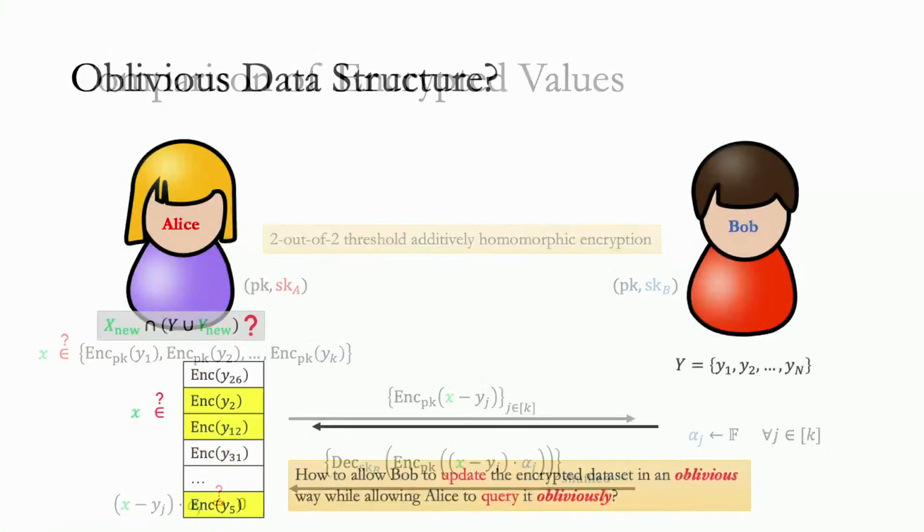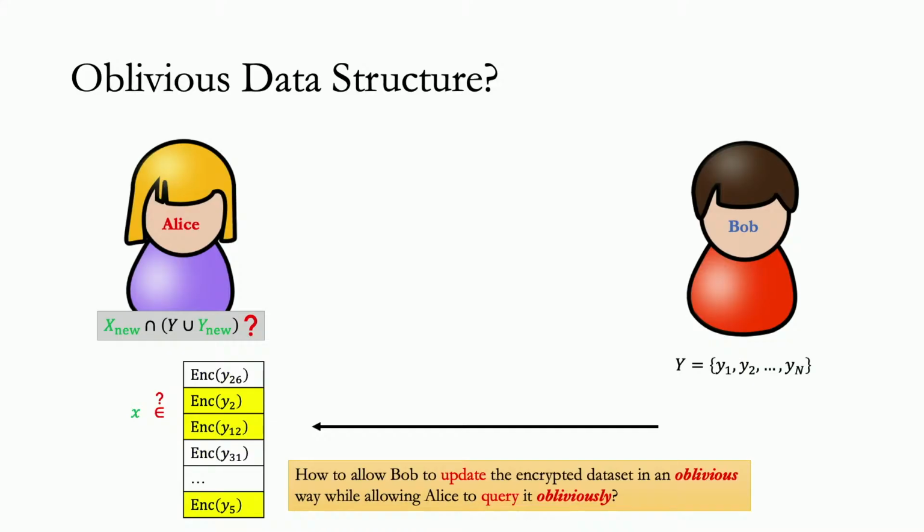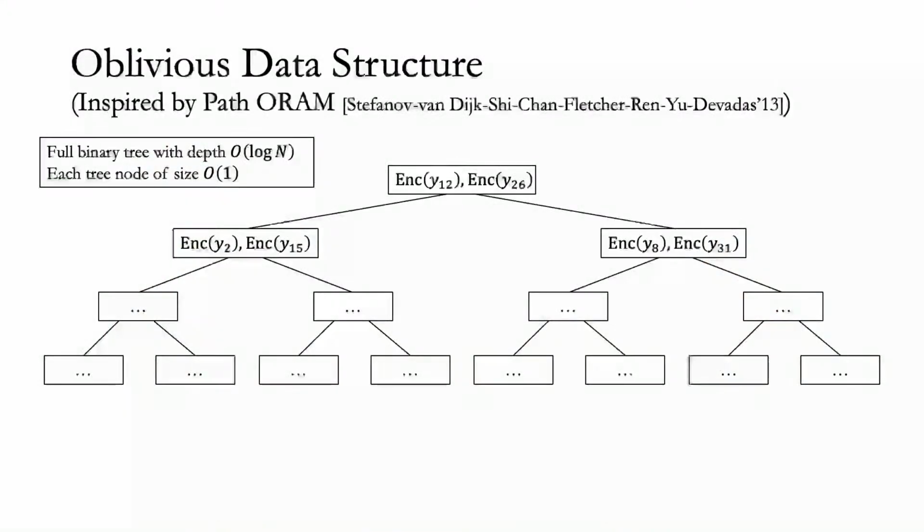Now, the only remaining question is how to construct this oblivious data structure that allows Bob to update the encrypted database in an oblivious way, but still allow Alice to query it in an oblivious way. This seems to be exactly what ORAM achieves, except for the caveat that in ORAM, it's the same party who makes the updates and also later makes queries. But here, it's one party, Bob, who makes the updates, but the other party, Alice, makes the queries. But our construction is actually inspired by past ORAM constructions.